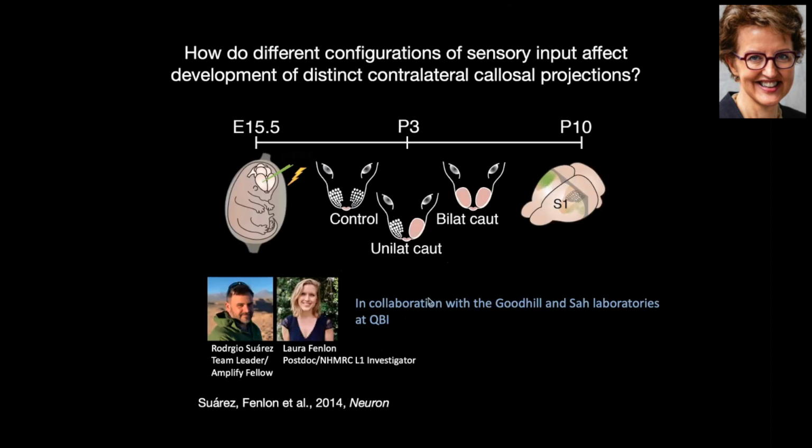It was already known from work done by Yixing Ding, Muming Pu and Chunli Wang in China that if you unilaterally cauterize the whisker pad, this disrupts the projection of callosal axons into the contralateral hemisphere. What Laura and Rodrigo did was to look at what happens if you bilaterally cauterize both hemispheres. Would this cause an even more severe phenotype such that they might not even cross the midline? And what we found was really quite surprising.